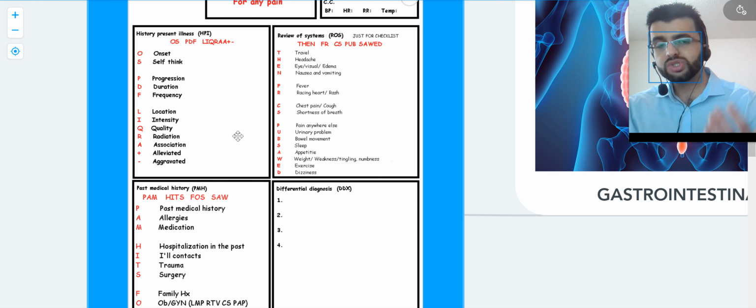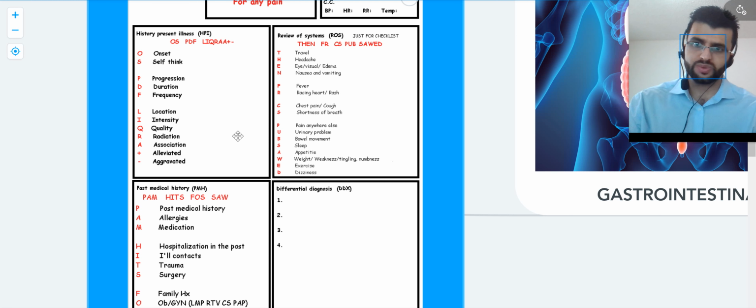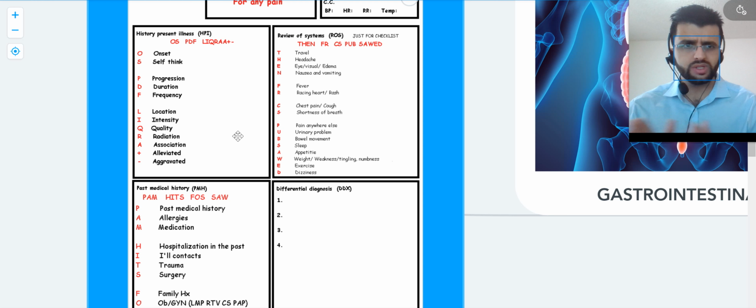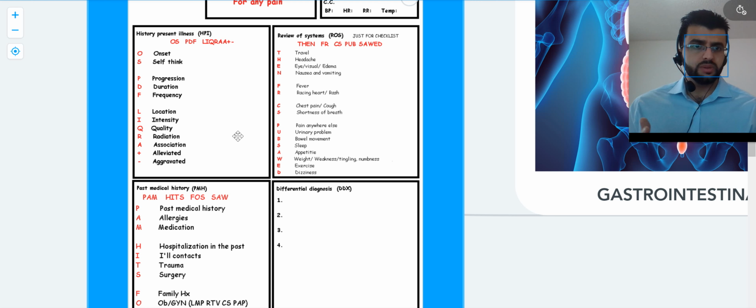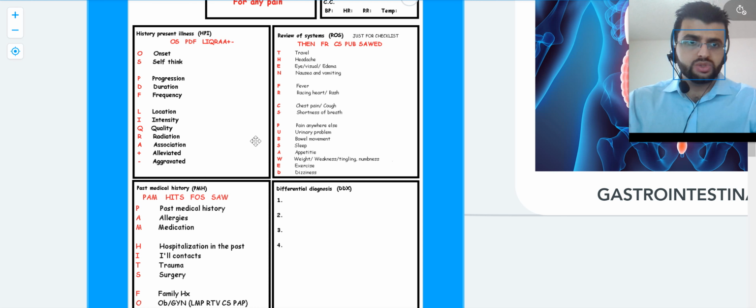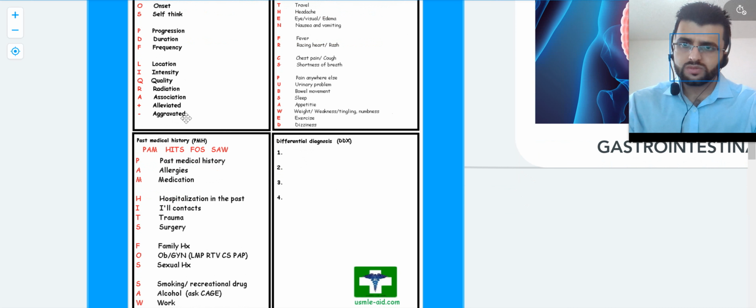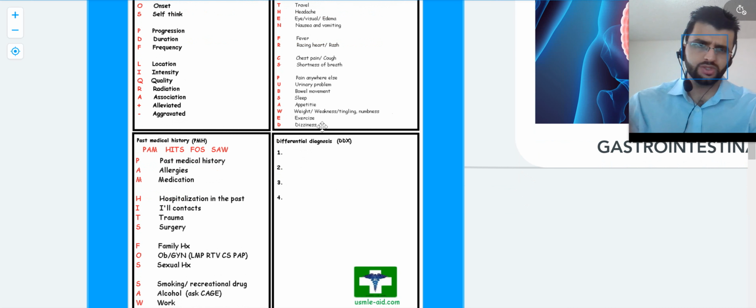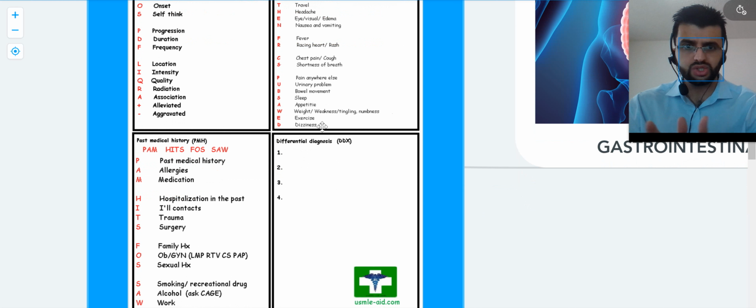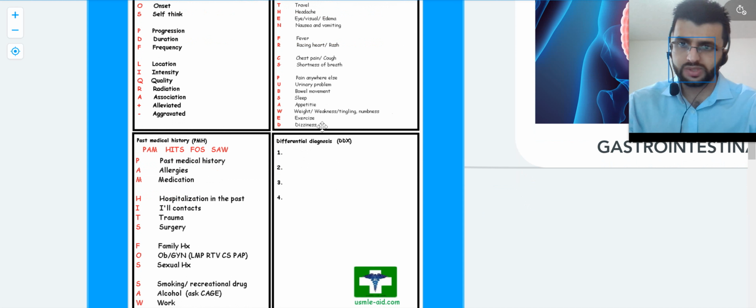Quality of pain. How would you describe the pain for me? Okay, this is important. Radiation too. Does it move anywhere, or does it radiate anywhere else? This is important because if it radiates to the back, this could be pancreatitis. If it radiates to the groin, this could be renal stone. Association, you can ask if it's associated with anything, any medication, any physical activity, or anything. The patient knows a lot about themselves.